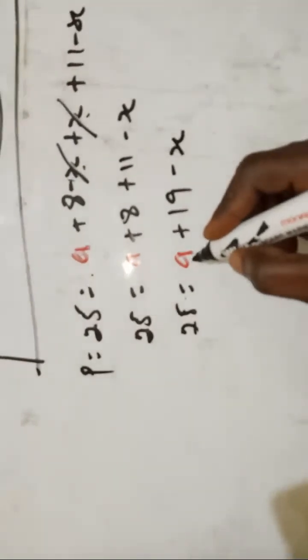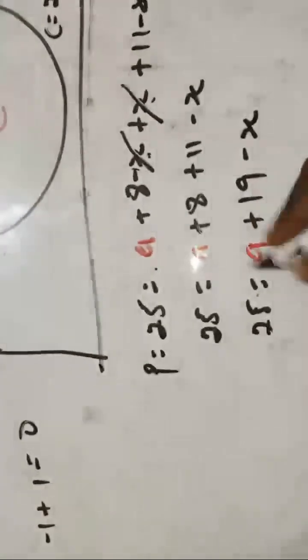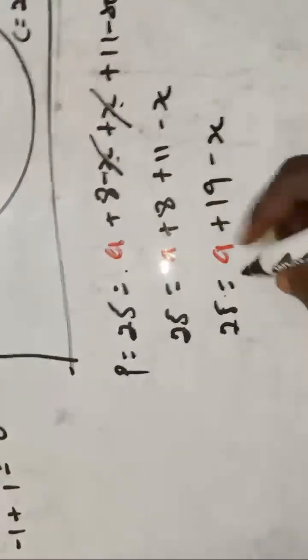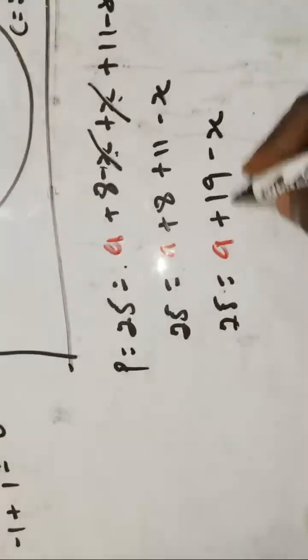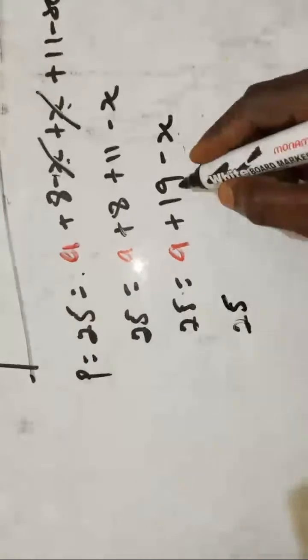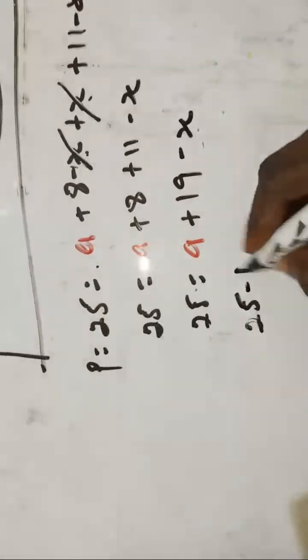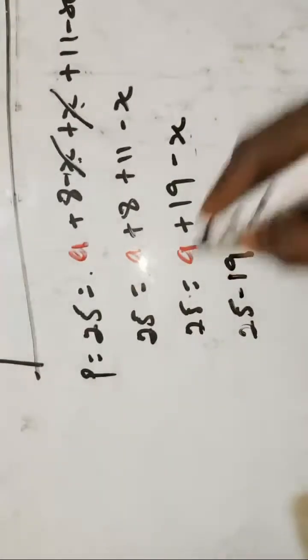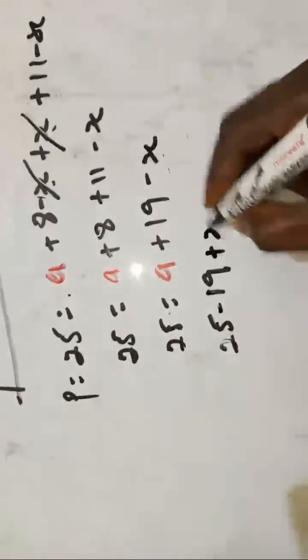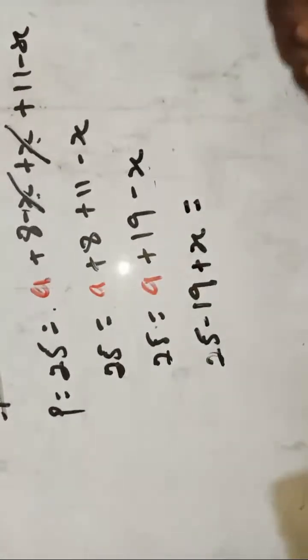So don't force yourself to keep this guy in its place here. So we have this a here. So why don't you move everything here to the other side of the equation? So that's 25. Remember, if it's positive here, it will become negative. So minus 19. This guy also follows. And then plus x, right? So everything is equal to.